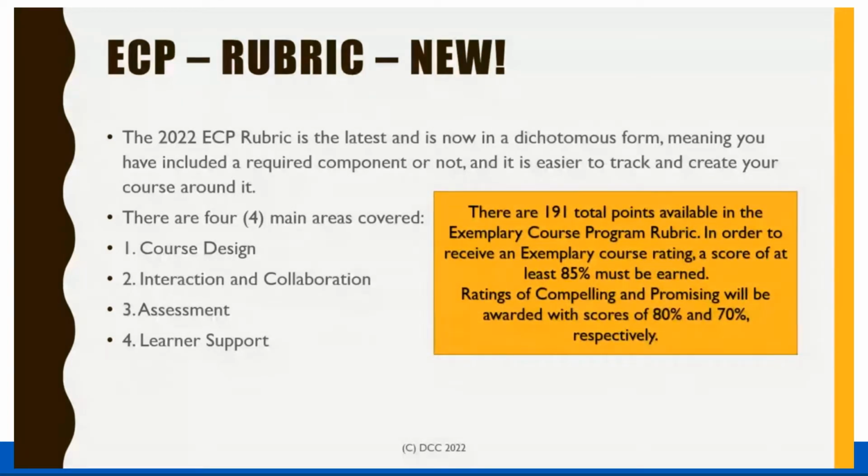This is kind of noteworthy. Of course, you have the slide deck after this, but there are 191 total points available in the ECP rubric. In order to receive an exemplary course rating, you have to score at least 85%. So you don't even really have to score 100. You've got to get to at least 85 or better. If you score less than that, they even have ratings of what are called compelling and promising. Those are awarded with scores of 80 and 70% respectively.